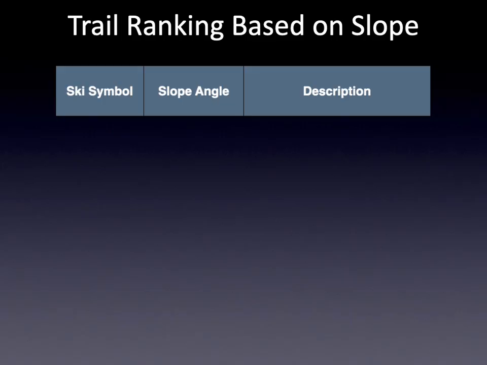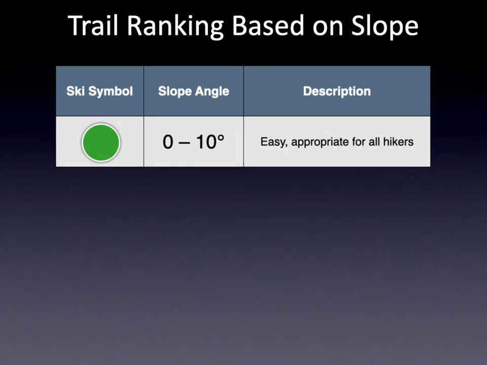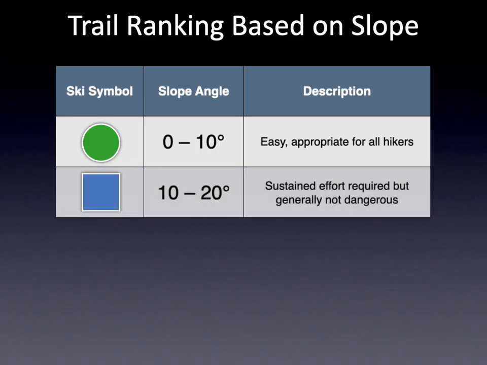Now here's a very simplified trail ranking based on slope angle, and I borrowed symbols from skiing to represent these trails, although they don't represent the same slope angles. So a slope angle from 0 to 10 degrees is generally a very easy trail. It's appropriate for all hikers of all abilities. And a slope angle of 10 to 20 degrees is one that requires sustained efforts, but it's not generally a dangerous trail. It just takes your breath away. You'll be breathing hard going up a 10 to 20 degree trail.